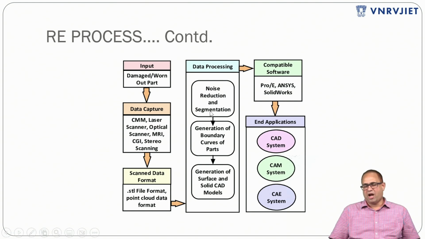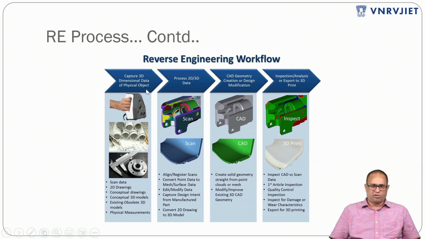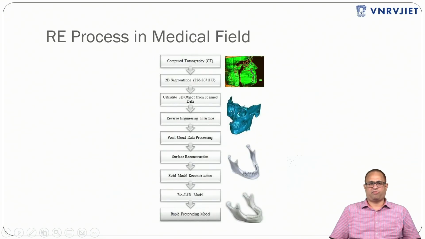And coming to the end applications, it is going to be used in a CAD system, CAM system, and CAD/CAM and CAE systems. So this is the sequence of the reverse engineering process. This is a workflow, just a similar flow diagram: capturing the 2D or 3D data, then obtaining the CAD geometry, creation of the design or modification, followed by inspection, analysis, or export to 3D print. This is the sequence of the workflow.